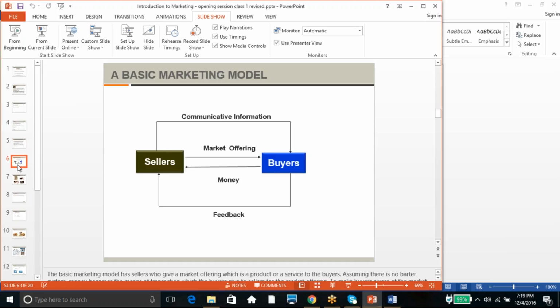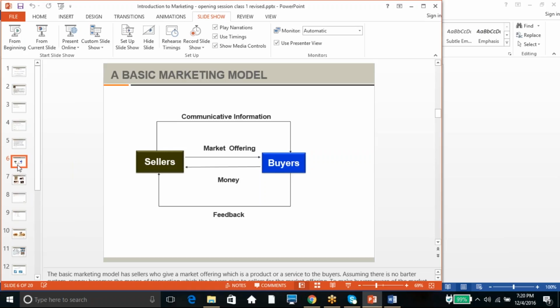Starting from the basic marketing model, you basically need some market offering that the buyer needs and the seller has. This is what the seller gives to the buyer. So, a product, service, whatever we want to call it, we can call that a market offering.